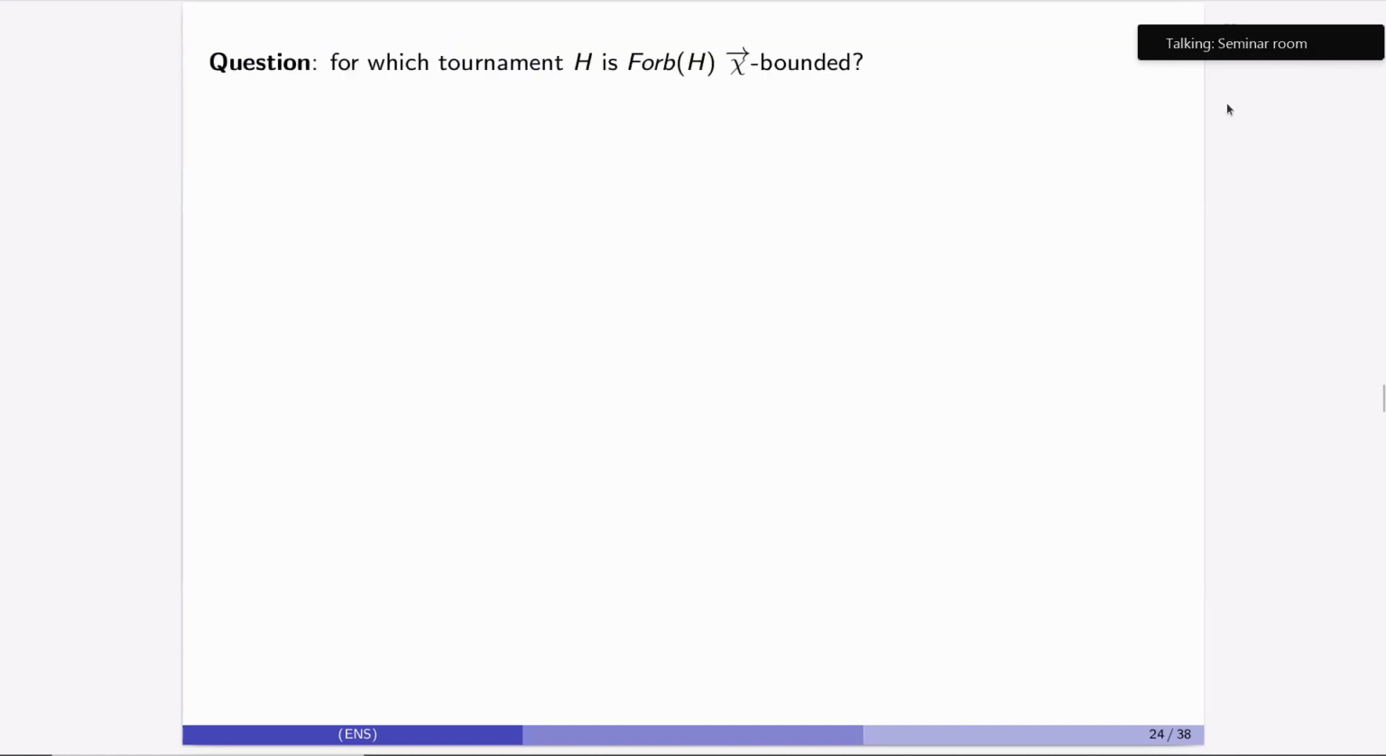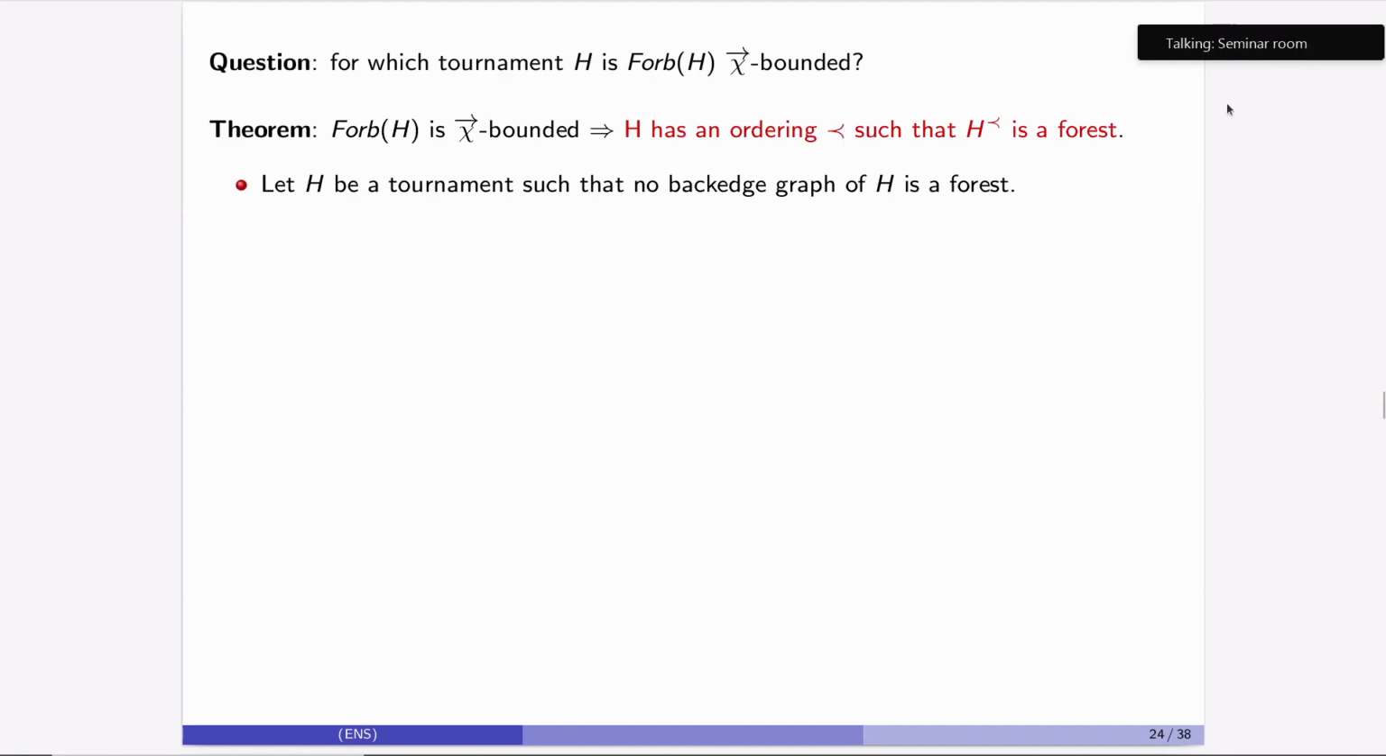Okay, so now let's go back to the question: for which tournaments H is Forb(H) chi-bounded? For heroes, they are chi-bounded by the constant function. But there is more to say. What I can say is that if Forb(H) is chi-bounded, then there exists a numbering of the vertices of H such that the back-edge graph is a forest. This is in the Gyárfás-Sumner fashion. And the proof is easy.